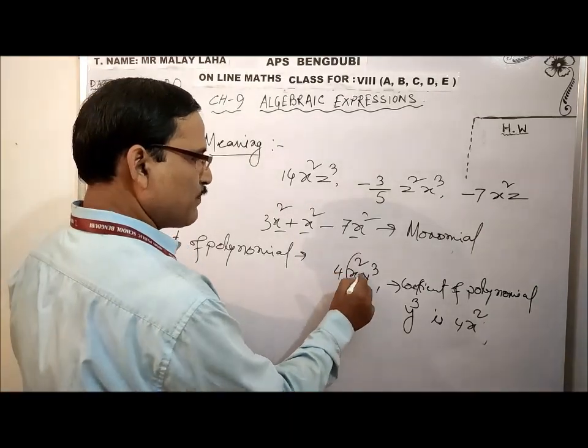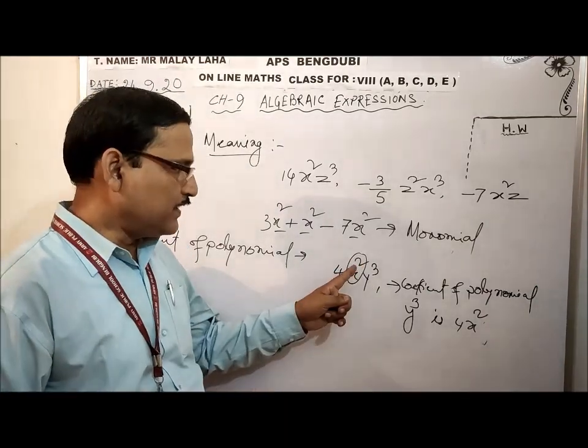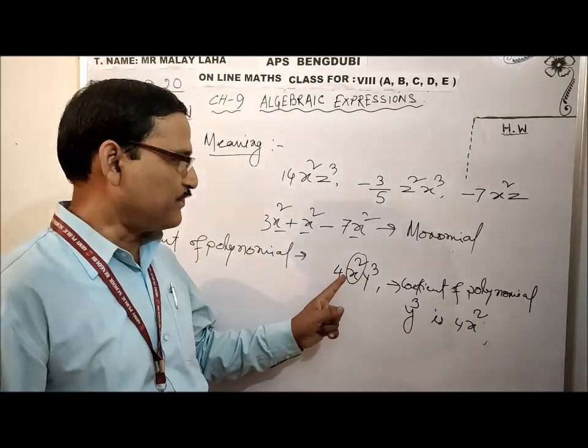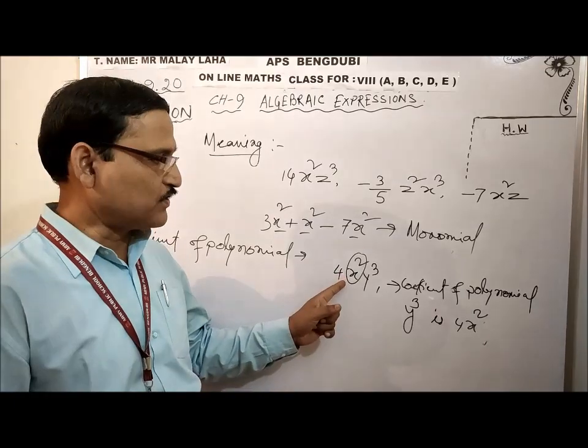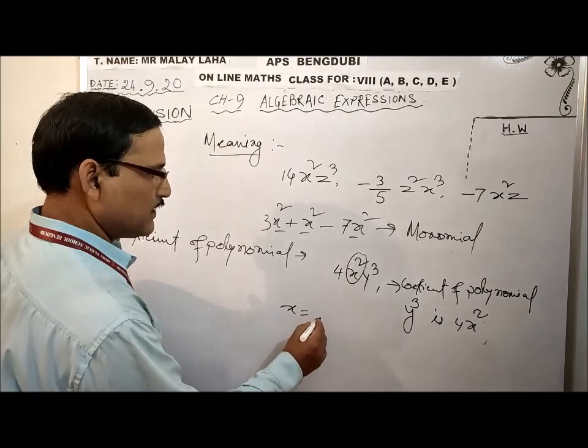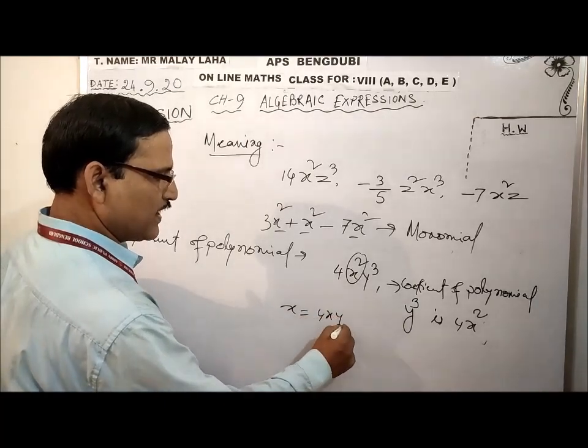What is the coefficient of x square? So leaving x square, the remaining 4y cube is the coefficient of x square. Coefficient of x square is 4y cube. And what is the coefficient of x? It will be 4x y cube.